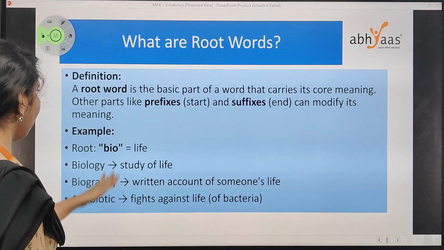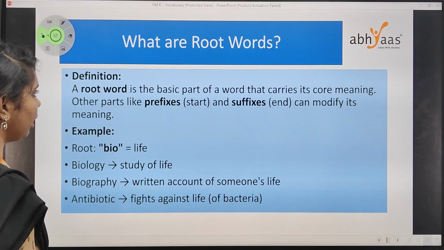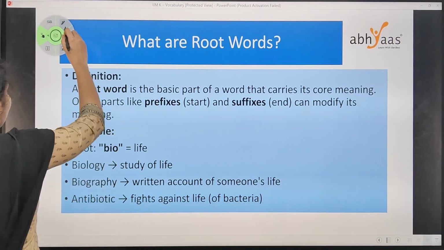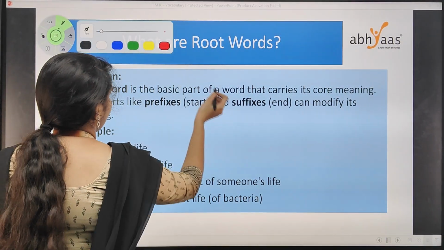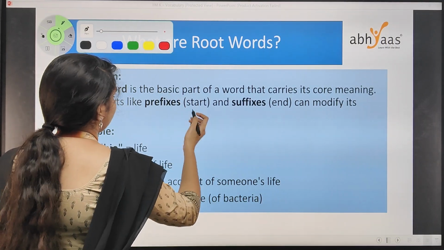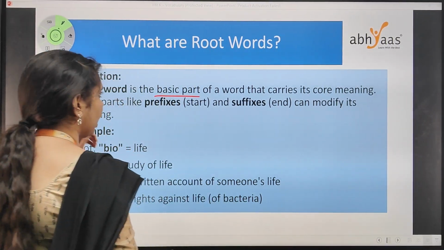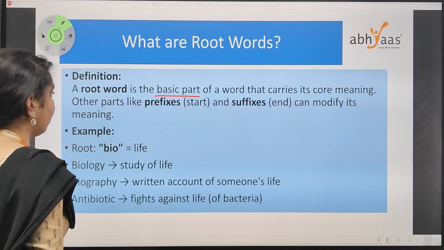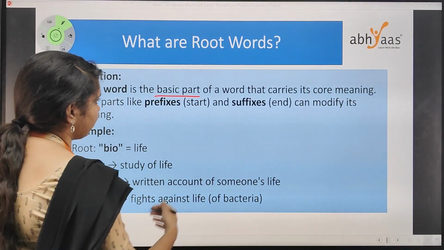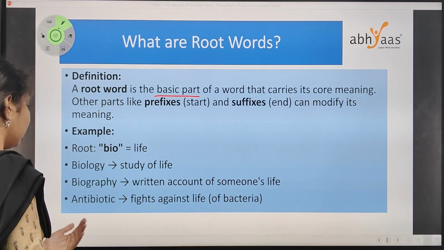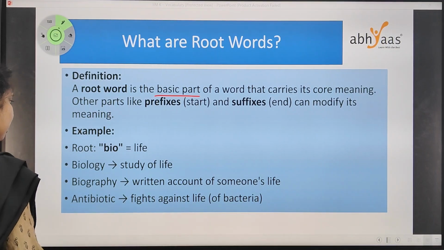Okay, so basically what are root words? It's nothing but the basic part, the core part of the word. You know, in English, many of the words are derived from Latin and Greek languages, right? So the basic part is generally mixed with some prefixes, some suffixes, and a new word comes into the picture. For example, see, bio.